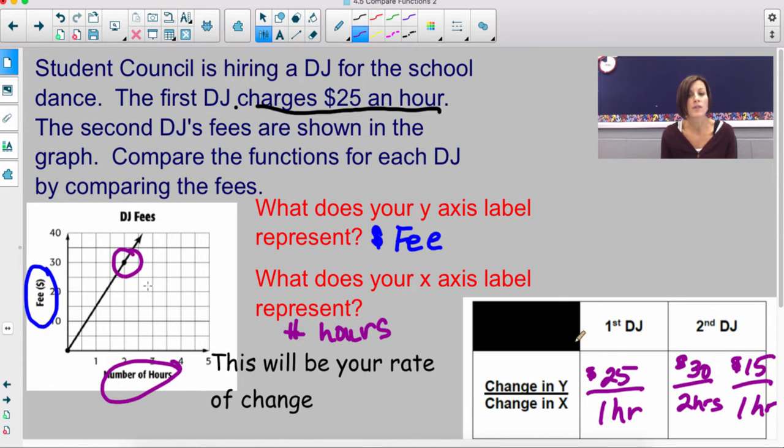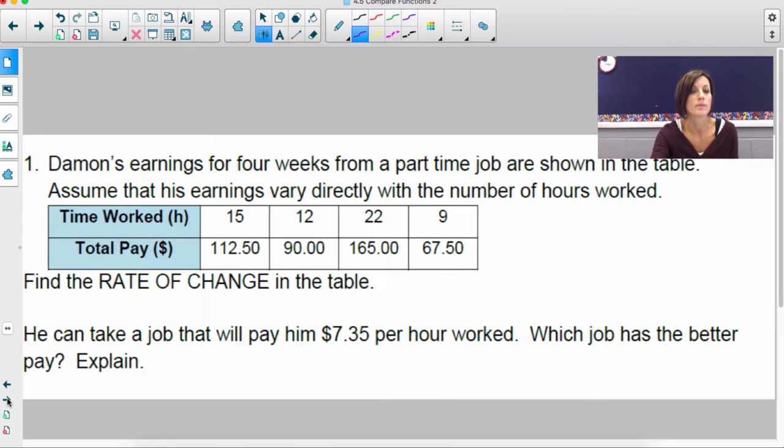And then we can compare them. It says compare the functions for each DJ by comparing the fees. DJ 1 is more expensive than DJ 2. Don't know if he's better at it or not. The math shows us that DJ 1 is more expensive.